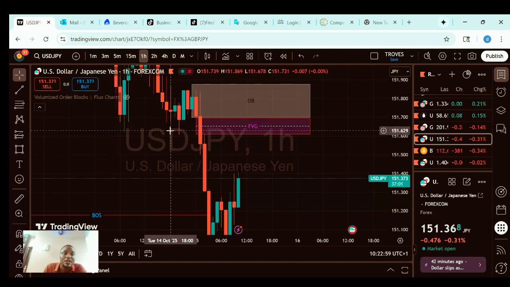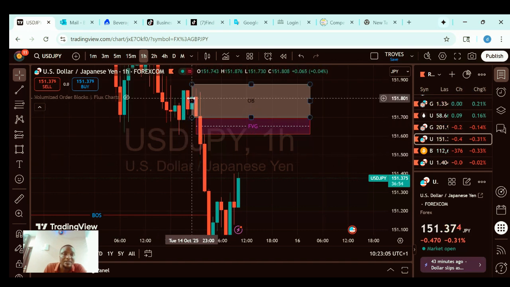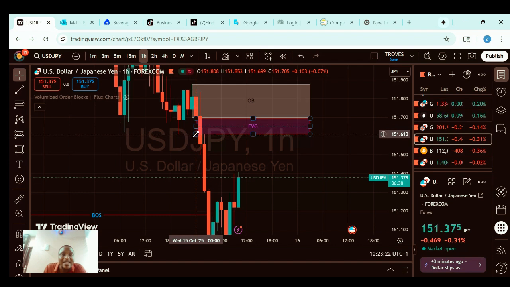A fair value gap is usually formed most times when there are three consecutive candles. This is the first candle, this is the second candle, and this is the third candle. Now, in a downtrend, in the presence of three consecutive candles, the distance between the low of the first candle and the high of the third candle is called what?